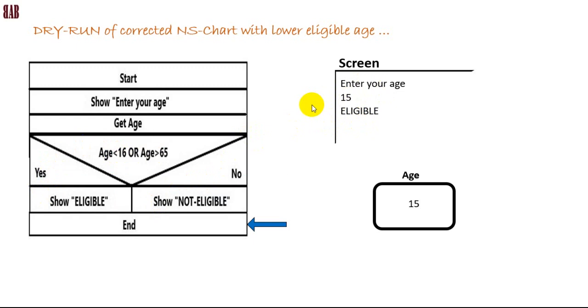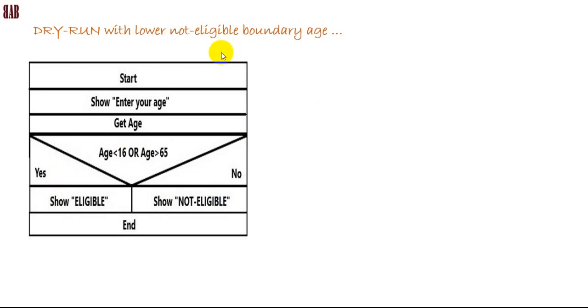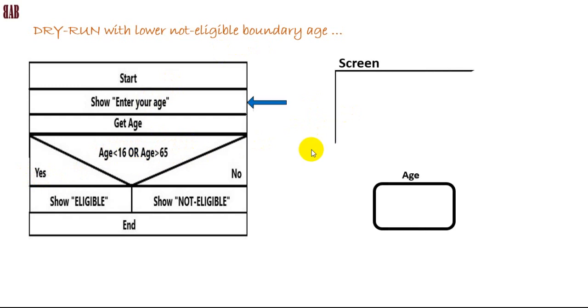Now let's try boundary values and see. Boundary value means let's say 16, and then we will also try 65, some value in between, and maybe a higher value. So let's try 16 this time. You start, enter your age, get age. So you type 16, age will take 16. Now we go here. Now 16, according to our condition, should be not eligible. Why? Because only below 16 is eligible, or greater than 65 only. Greater than 65 is eligible, and 16 is not eligible.